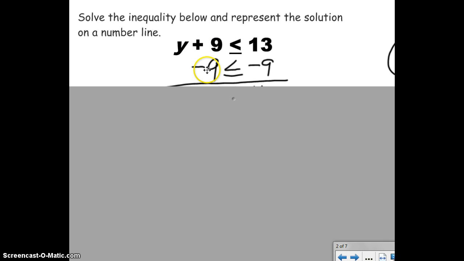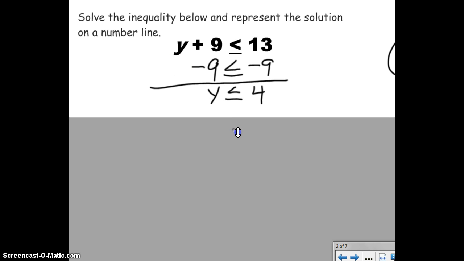A positive 9 with a negative 9 makes a 0 pair, so I am left with y on the left side. On the right side, I have 13 minus 9. That is a regular subtraction problem. If you have 13 positives and you take away 9, you are left with 4 positives. This inequality means that any number less than or equal to 4 will make my original inequality true.